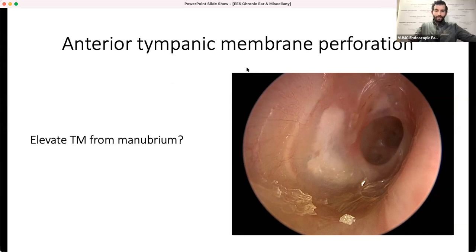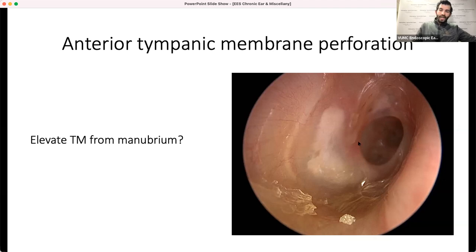Okay, so let's talk about this one. You have a patient like this who comes in, and let's skip to the meat of the question. This patient has made a decision to have this repaired. This is a perforation that's antero-inferior. This is a right ear. Here we have the superior portion of the drum. Here's the malleus, underneath the drum. This is inferior. This is the anterior canal bulge and posterior portion of the drum. So you have this perforation that's anterior to the manubrium, and it does extend a little bit into the antero-superior quadrant of the drum.